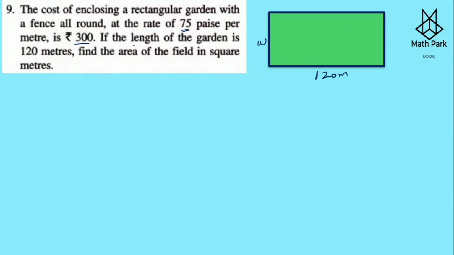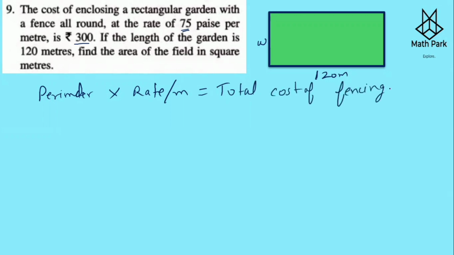Now, we are given the cost of fencing. How do you get the cost of fencing? Perimeter in meters multiplied by rate per meter, you get the total cost of fencing. So let us put the values here. Now perimeter is twice length plus width, into rate, it is 75 paise per meter. So 75 paise we can write as 75 by 100, converting into rupees, is equal to total cost, which is 300. So this we can simplify, 25 twos are 50 and 25 threes are 75.